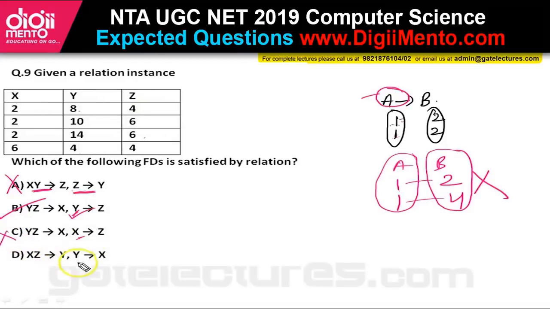Now let's look at the D. Y is deriving x. Y is deriving x. Does y have any duplicacy? No. So this one is satisfied.